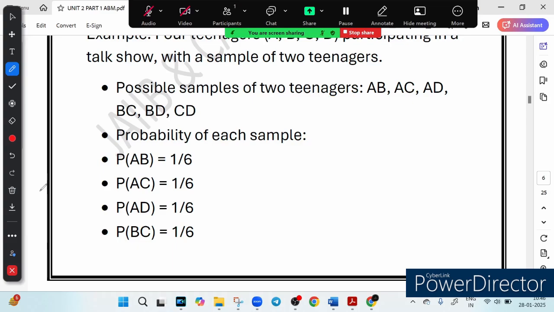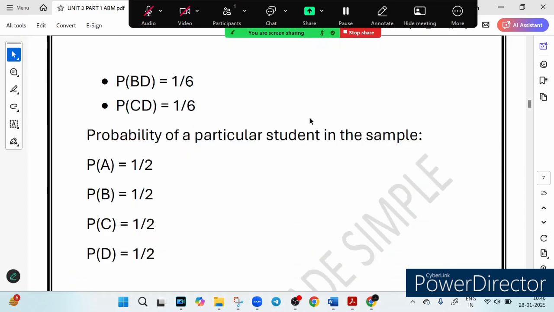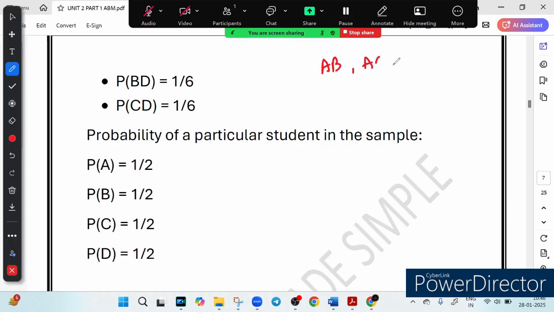But what is the chance of any specific teenager, like A, being in the final sample? Let's see. You can see that A can appear in AB, AC or AD, right? Three possible pairs A can appear in. There are 6 pairs in total, and A appears in 3 pairs. So the probability of A being selected is 3 upon 6, which simplifies to 1 upon 2.